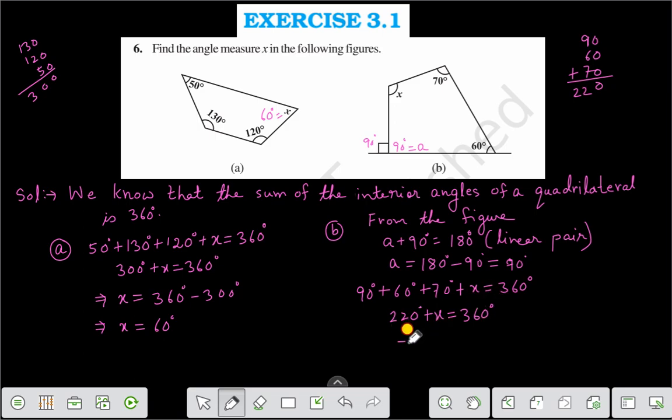Or you can write x is equal to 360 degrees minus 220 degrees. If you subtract this one, 360 degrees minus 220 degrees, you are getting 0. 6 minus 2 is 4. It is 140 degrees. Therefore, the value of x is equal to 140 degrees.